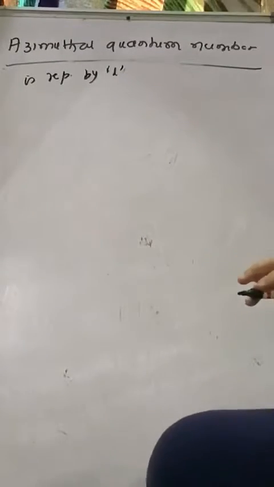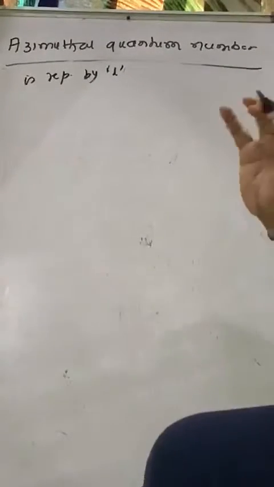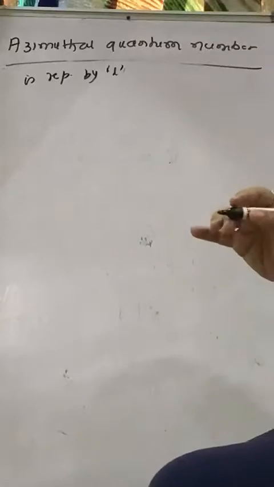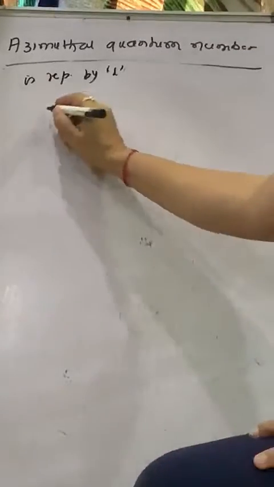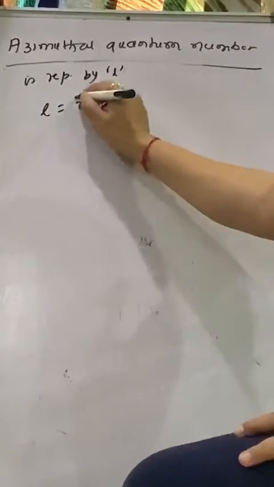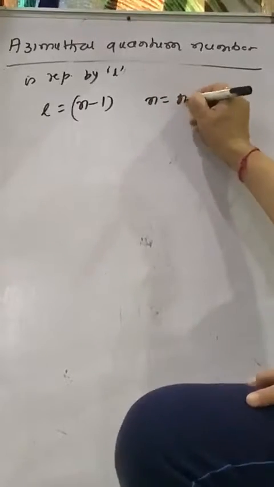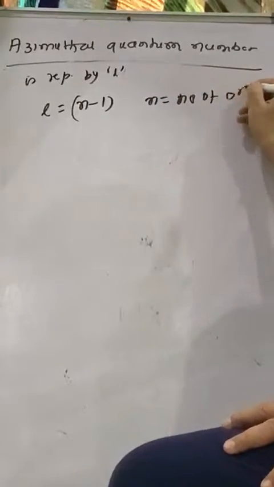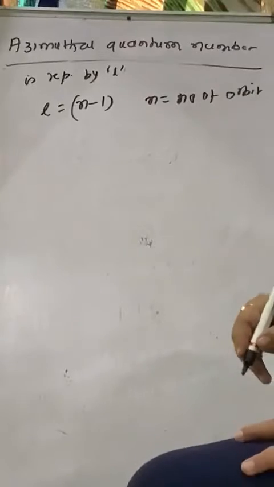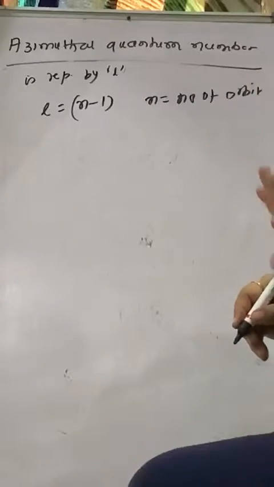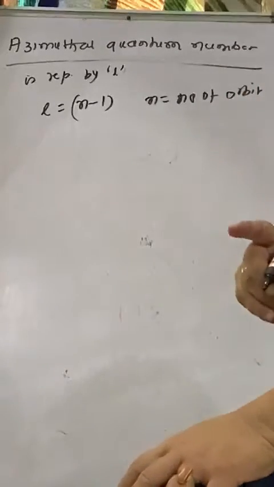Today only azimuthal quantum number. Slowly we'll go for it, nothing to rush, we've got 2 years. L is always equal to n minus 1, where n is the number of orbit. L is the azimuthal quantum number, and n is the number of orbit.